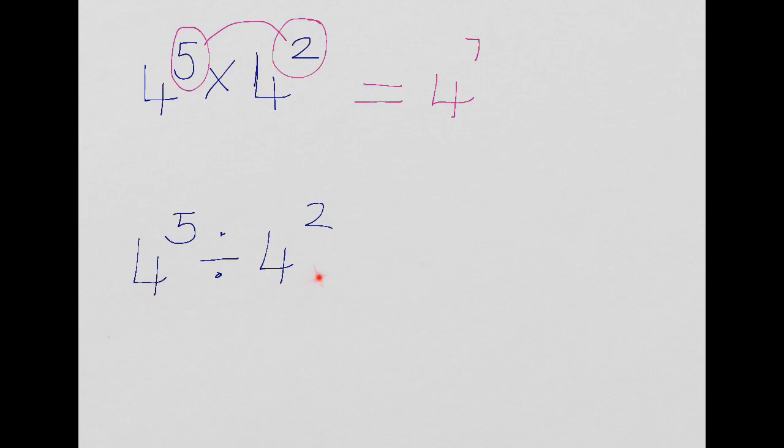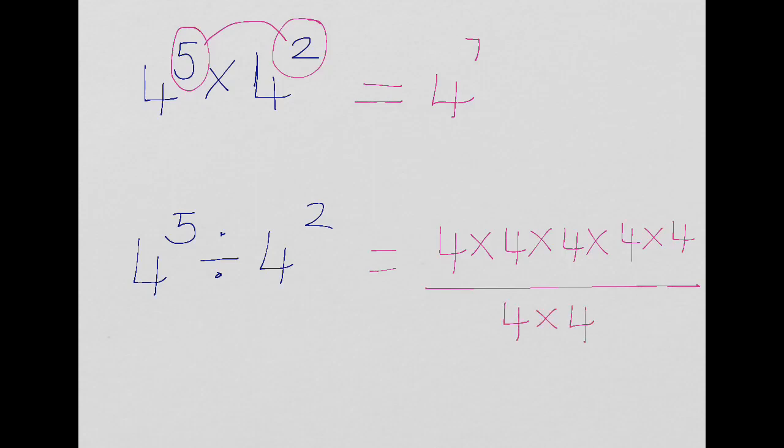Bases are the same. What could I do? Well, let's see. Let's work it out. So 4 to the power of 5 means 4 multiplied by 4, multiplied by 4, multiplied by 4, multiplied by 4. That's what 4 to the power of 5 means. And it says divided by 4 squared. So divided by, that's that line all the way across the bottom, 4 squared, which is 4 multiplied by 4. That's what that calculation means. It means 4 to the power of 5 divided by 4 squared.